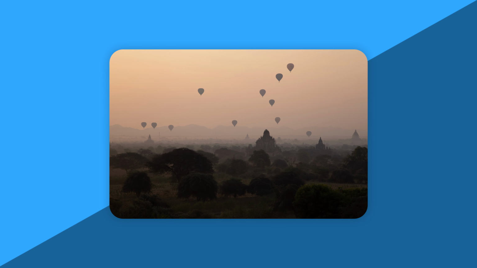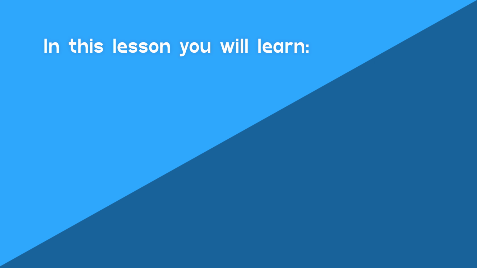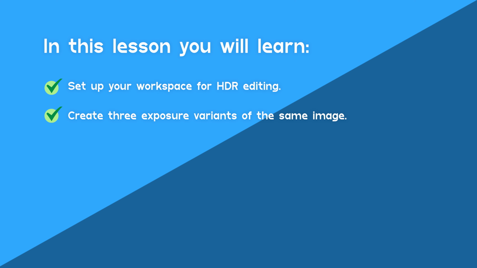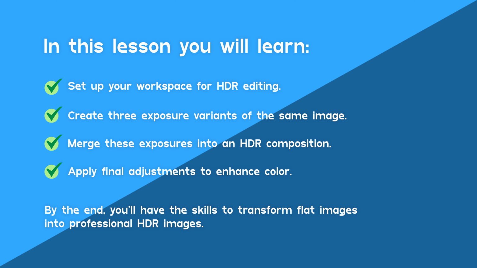In this lesson, we'll take a standard JPEG image and convert it into a stunning HDR in Photoshop. You'll learn how to set up your workspace for HDR editing, create three exposure variants of the same image, merge these exposures into an HDR composition, and apply final adjustments to enhance color. By the end, you'll have the skills to transform flat images into professional HDR images.